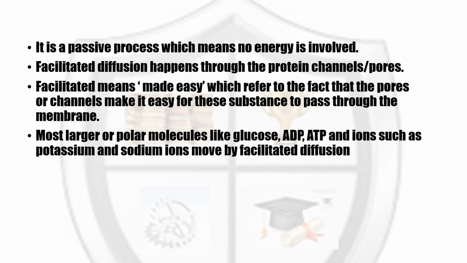And that is also because the membrane does not allow polar molecules or charged molecules such as ions to pass through. Examples of large molecules include glucose, ADP, and ATP. So those substances will only be able to pass through a membrane through facilitated diffusion because they either bear a charge or because they are large.